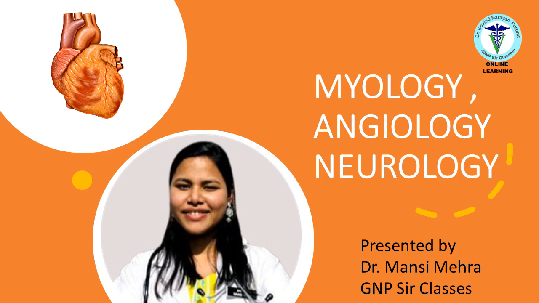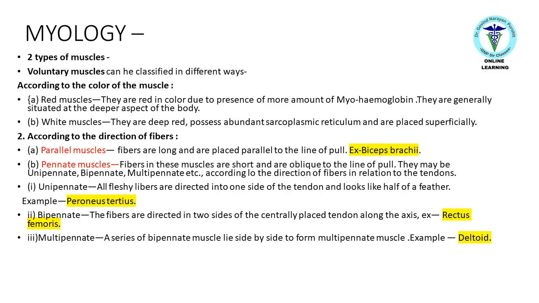Let's dive into the fascinating world of muscles, blood vessels, and nerves. Muscles can be classified in various ways. Based on color, we have red and white muscles. According to fiber direction, we have parallel, pinnate, and unipinnate muscles. Examples include the biceps brachii and pavonus tertius.